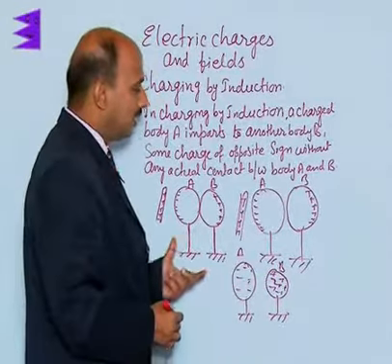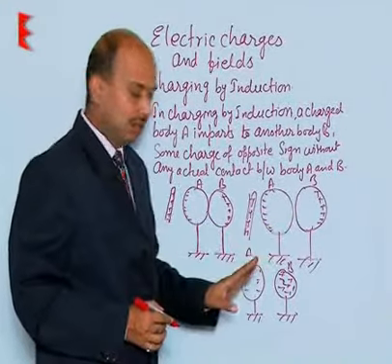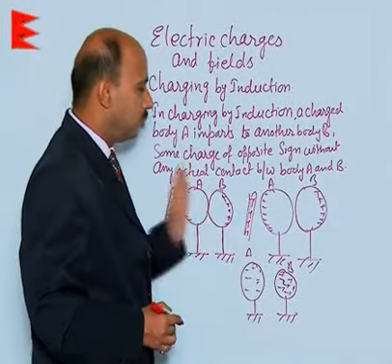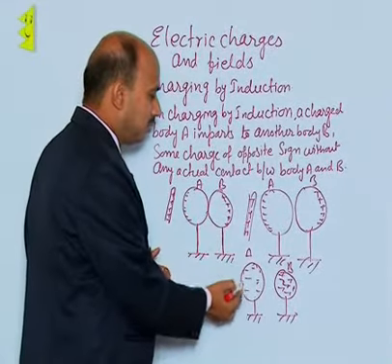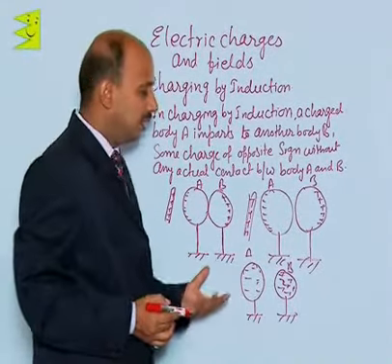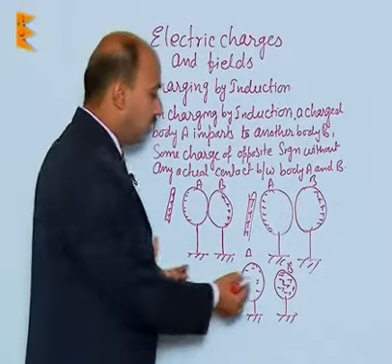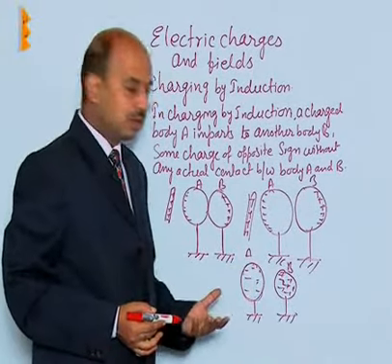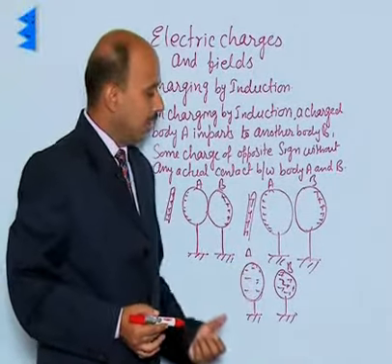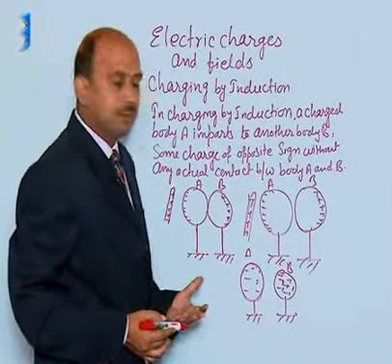So what happened in this case? In the second step, I have slightly separated them. In the next step, this rod is removed and they are separated widely. So you will see all the negative charges are distributed on metallic sphere A, and all the positive charges are redistributed on metallic sphere B. Now this sphere A has only an excess of electrons, so it is called negatively charged, and body B is called positively charged. This is the way of charging by induction.